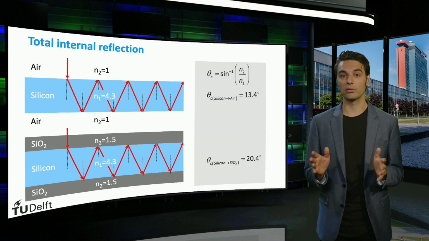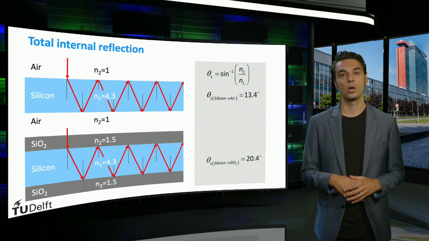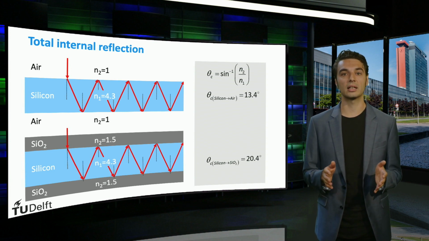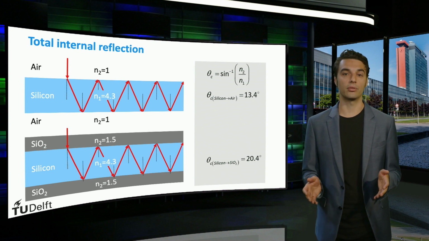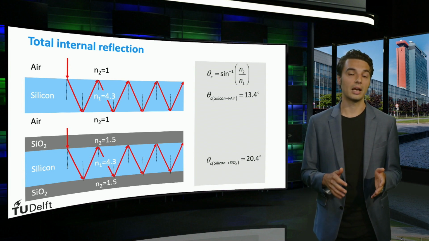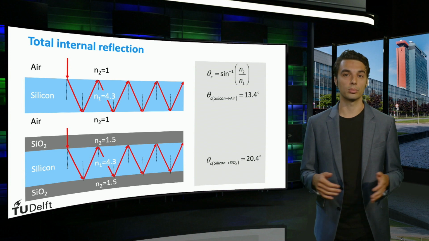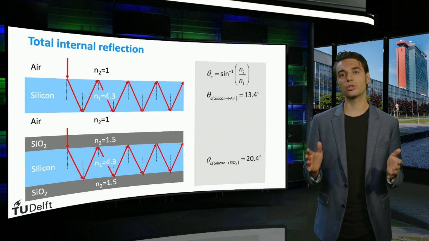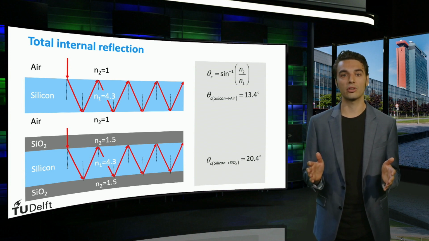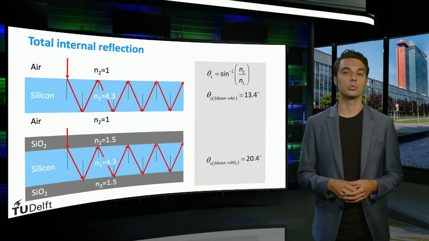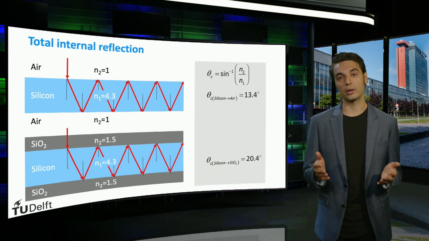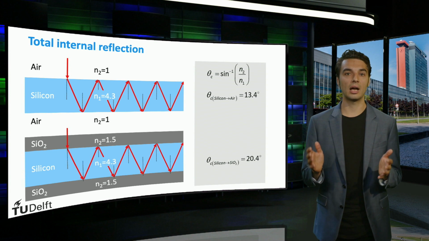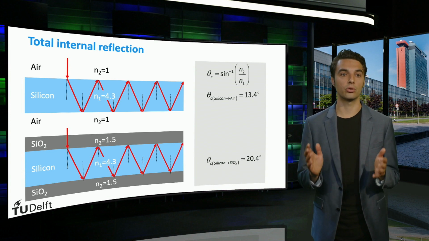Glass has a larger refractive index than air. The refractive index mismatch between silicon and glass is therefore smaller. As a result, the critical angle is larger and is equal to 20.4 degrees from the normal. This demonstrates that a larger refractive index mismatch leads to a smaller critical angle. A small critical angle is preferable since it allows a larger fraction of angles to be internally reflected.